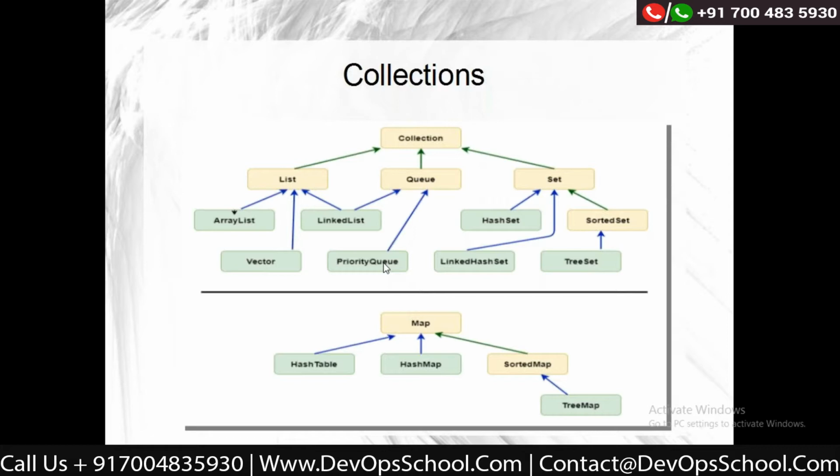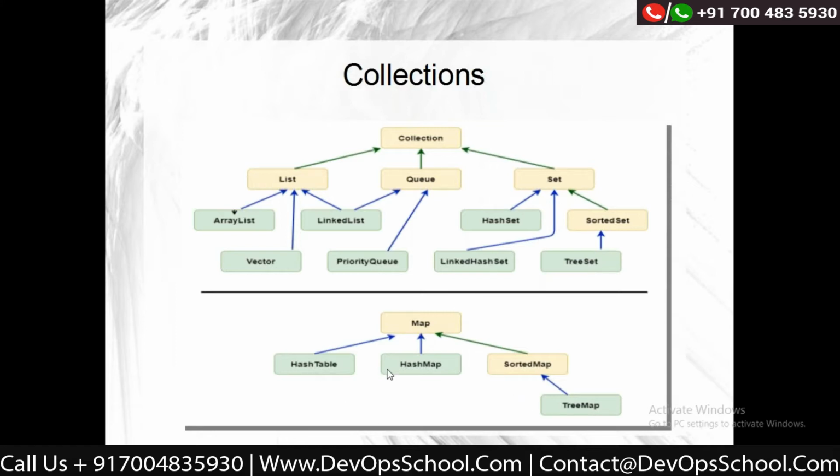Okay. So based on priority, the element is being executed based on the priority of that execution. So you can have a priority queue. Similarly, for set, we have multiple implementations like hash set, linked hash set, and tree set. Okay. So coming back to map, we also have multiple implementations.